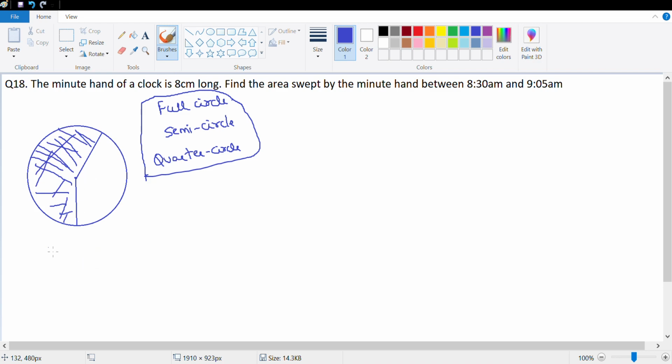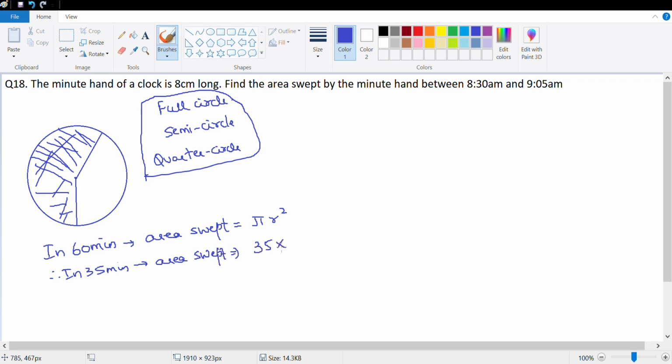Okay. So in 60 minutes, area swept, which is the total area, is equal to pi r square. Therefore, in 35 minutes, because we are now looking at a time of 35 minutes, area swept would be, using unitary method, 35 into pi r square upon 60. Right? This is one way of calculating it.